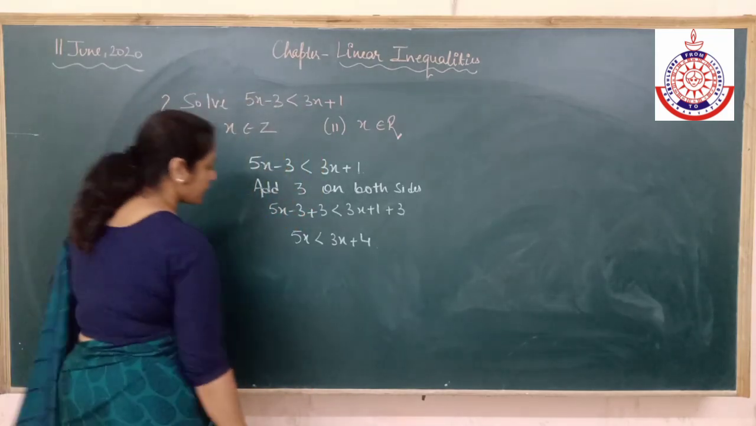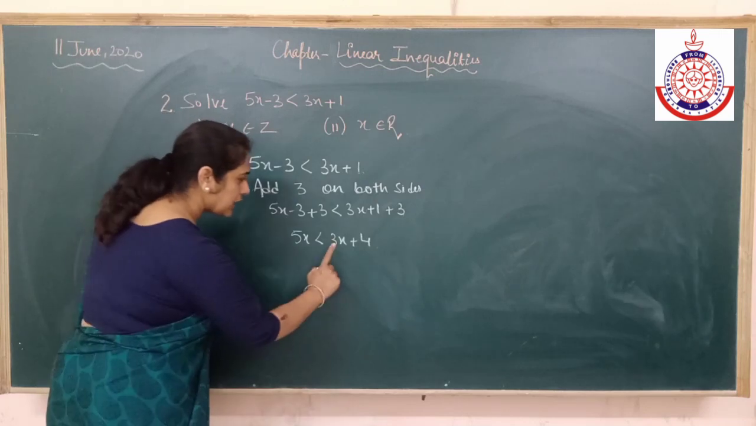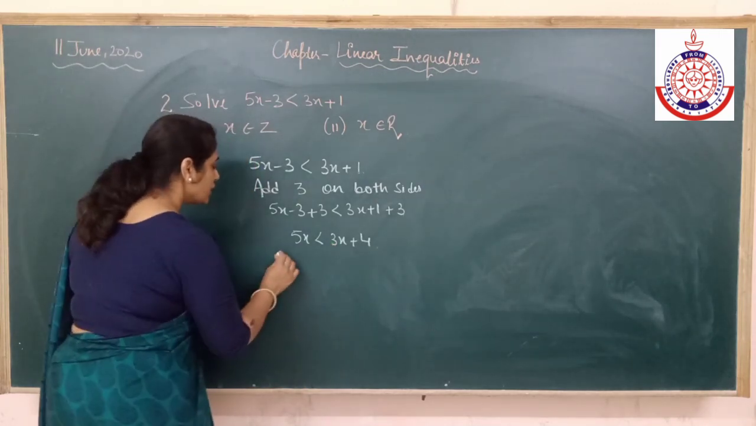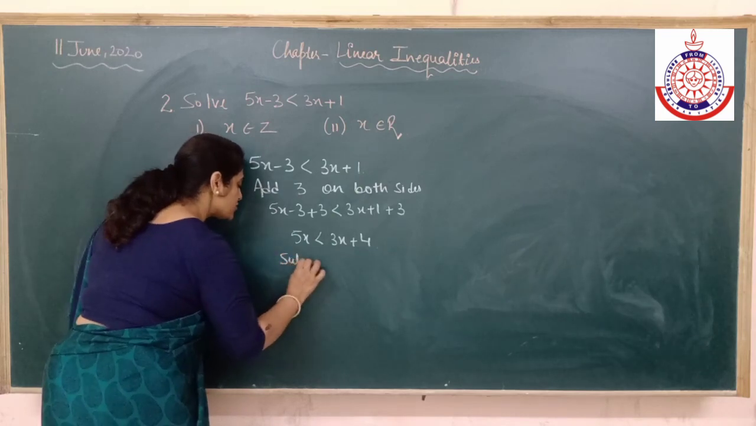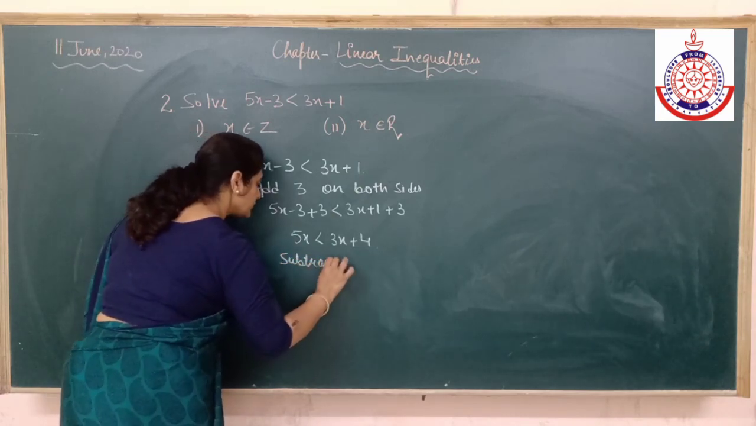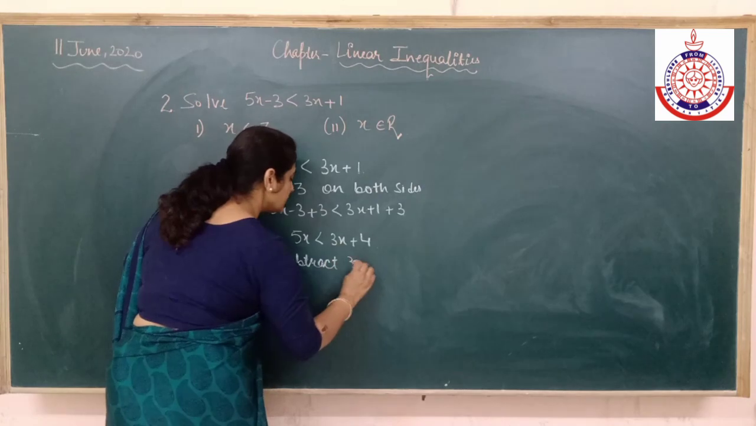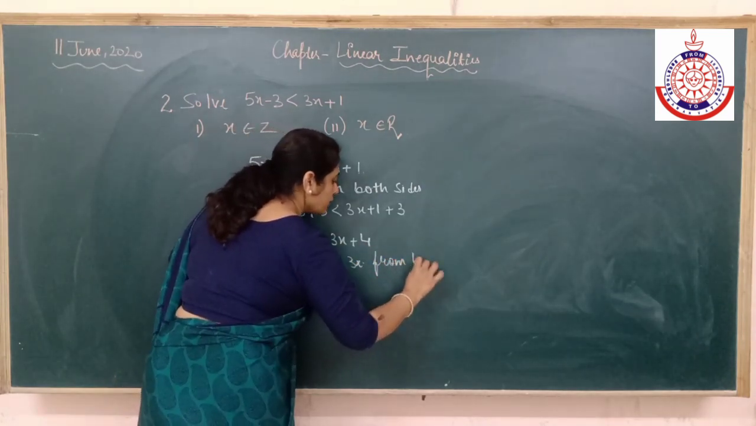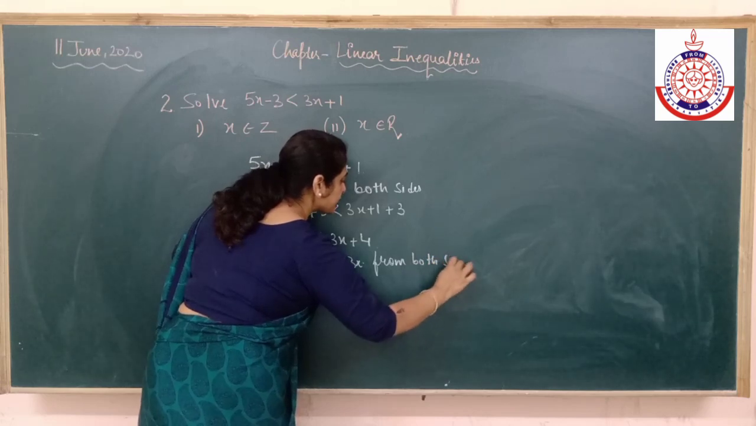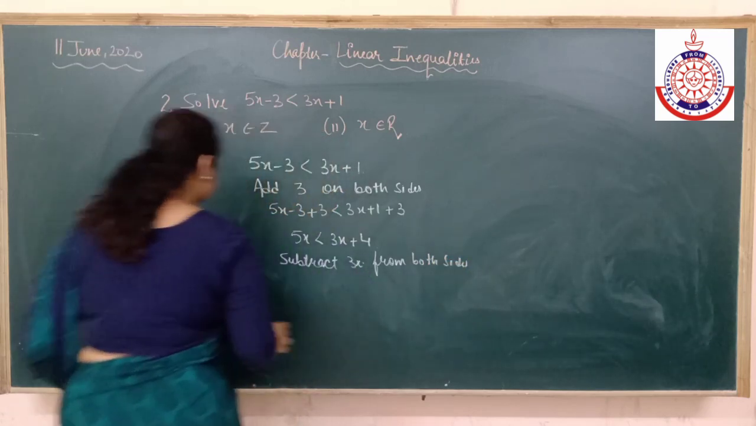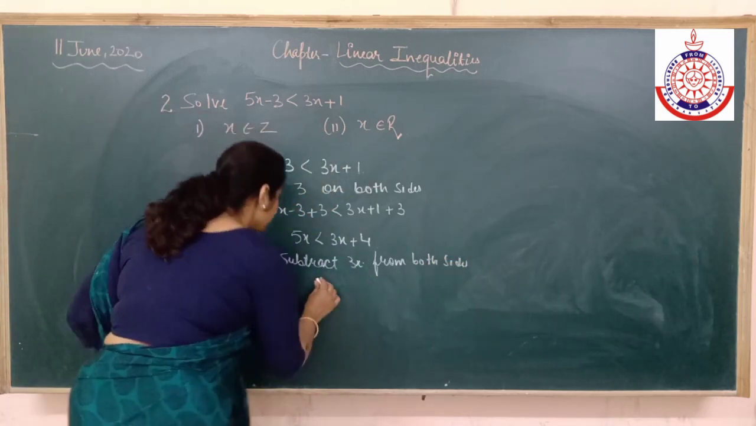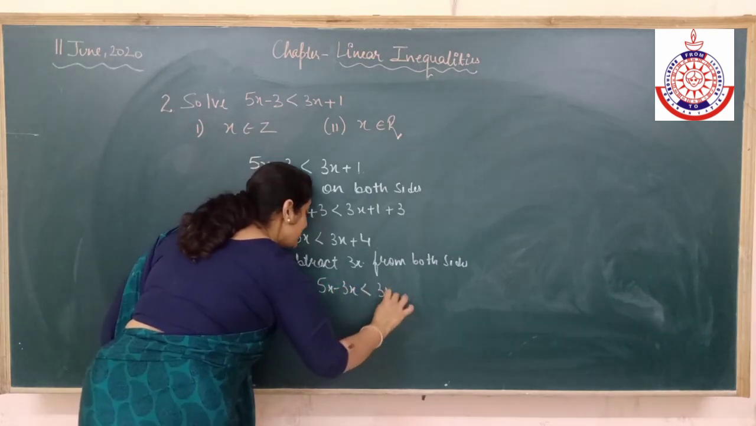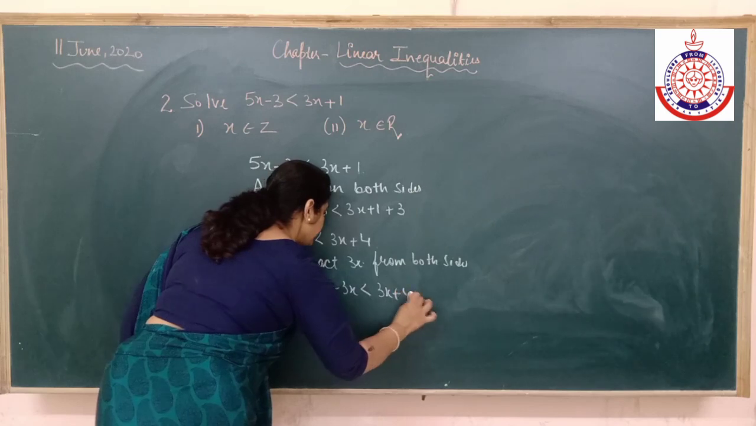So remember everything. Now, I need to bring this 3x this side. That means this 3x should be removed. So what shall I do? Subtract 3x from both the sides. Remember second rule? I can subtract same quantity both sides. I hope it's clear what is the purpose.